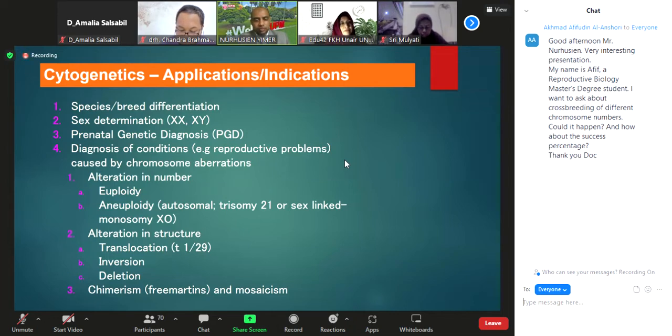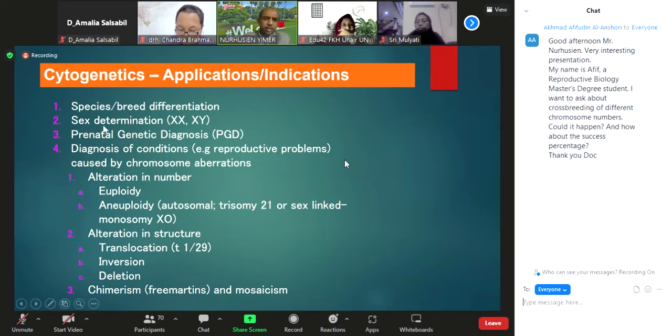For example, you have got a river buffalo and a swamp buffalo having different chromosome composition. So you have to use cytogenetics to differentiate. And between different species, obviously, we have a very huge difference. So you can use cytogenetics to detect this.